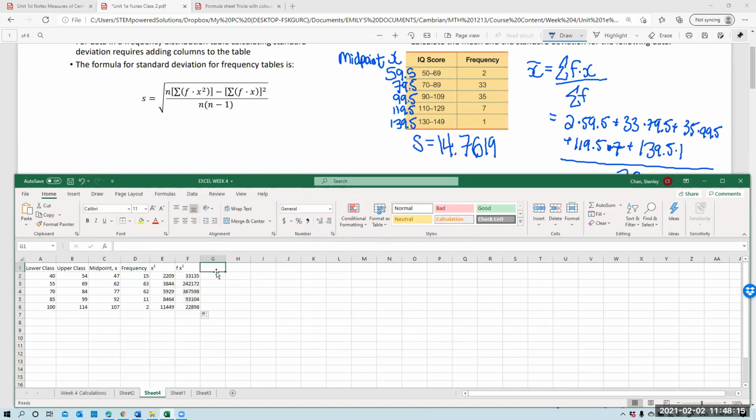And then I'm going to have my frequency times my x in this column, because that's the next part of the formula. So it's the frequency times the x. So why not do that one next? It doesn't really matter the order in which you do it on Excel, as long as you plug them into the formula accurately later on. So the frequency is here, multiplied by my x is here.